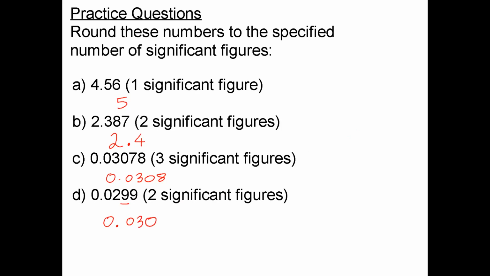Notice for D, it's very important that I've given my answer as 0.030, because if I'm rounding to 2 significant figures, my answer needs to contain 2 significant figures. So if I'd left it as 0.03, that would be wrong because that only has 1 significant figure.